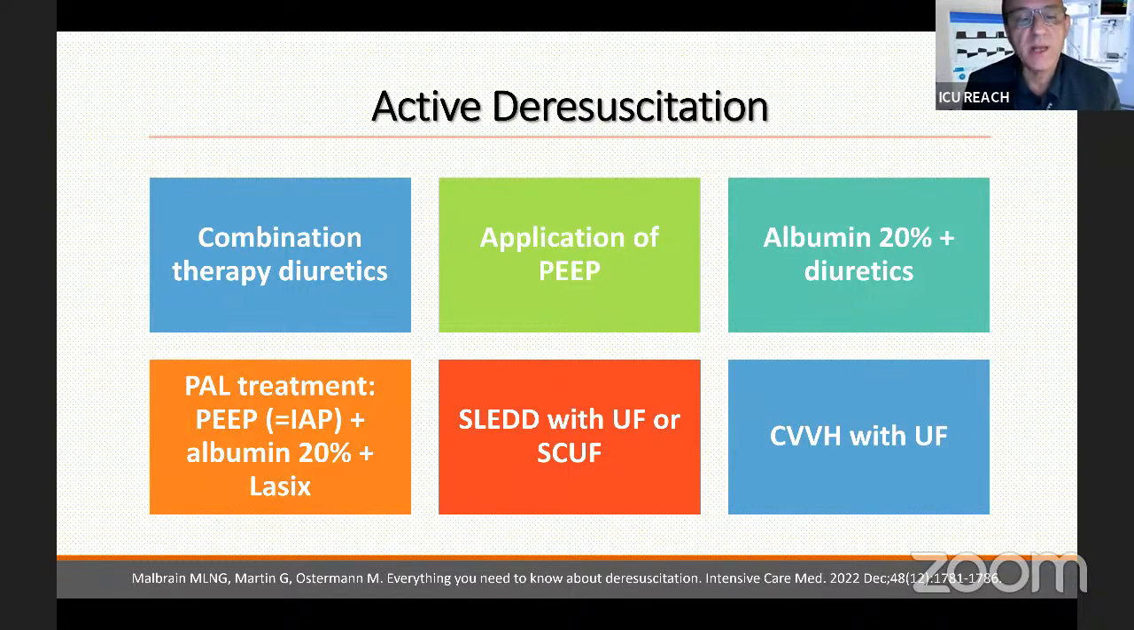Combination therapy with diuretics. You can apply PEEP, you can use albumin followed by diuretics, and you can use PAL treatment, which is PEEP equal to intra-abdominal pressure plus albumin 20% followed by Lasix. Or you can use the different ultrafiltration methods available on CRRT.